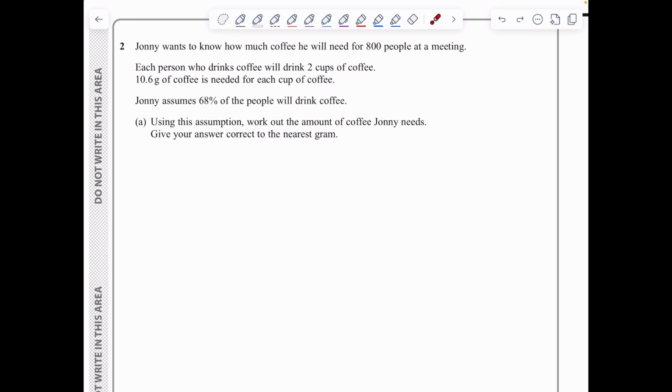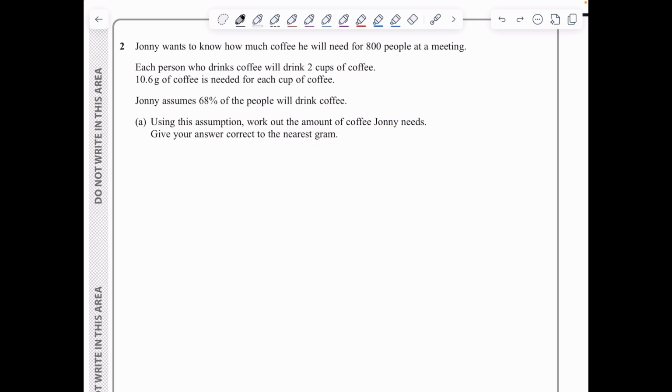In question 2, Johnny wants to know how much coffee he will need for 800 people at a meeting. Well, each person that drinks coffee will drink 2 cups, and we need 10.6 grams of coffee for each cup. We are assuming that 68% of the people will drink coffee, and under this assumption, we need to work out the total amount of coffee Johnny needs, giving our answer correct to the nearest gram.